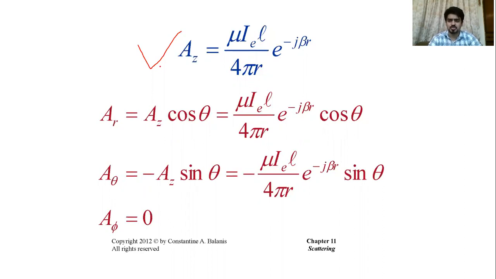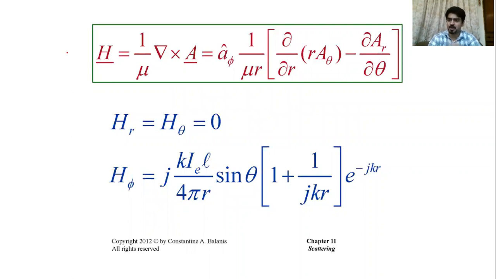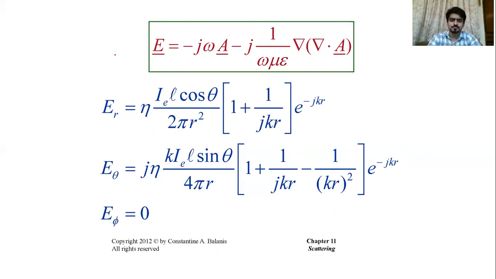Now we can use this transformation and write that down in terms of Ar, A theta and A phi. This is a very simple thing, right? So we can do that. When we do that, from that we'll be able to find the corresponding H field. So these are your H field components, Hr, H theta and H phi. As you can see, Hr and H theta are 0 and H phi is going to be given by this expression. Similarly, we can again find the E vector that will have Er, E theta and E phi. E phi will be 0 and these will be the expressions for Er and E theta.